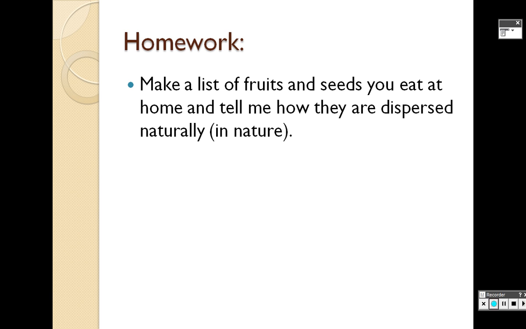This is your homework. I'd like you to make a list of fruits and seeds that you eat at home and tell me how they are dispersed naturally or in nature. Please write down this list in your notebook.